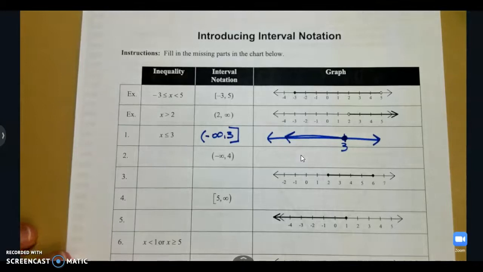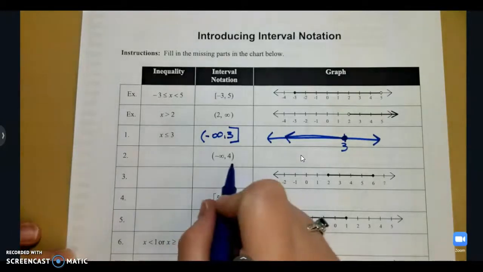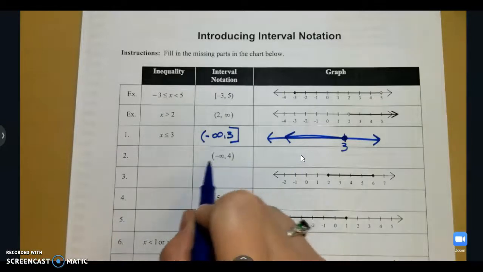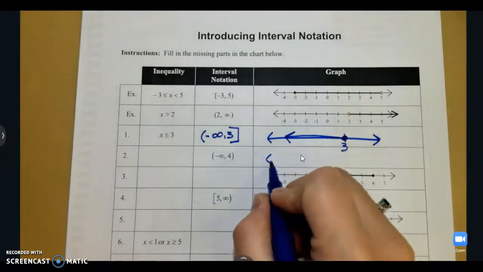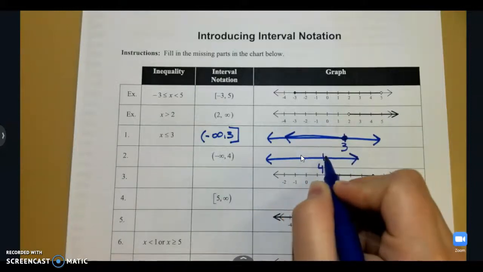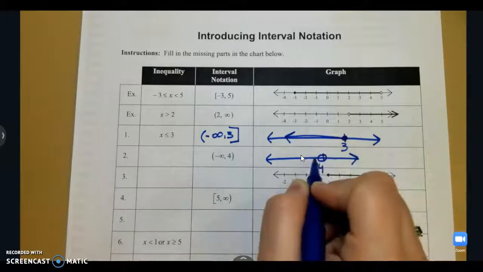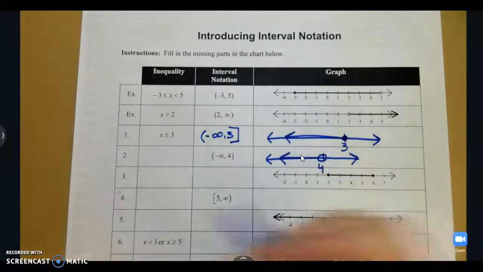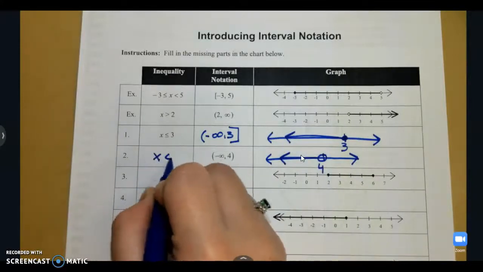Okay. Now on the second one, I'm given it in interval notation. It's from negative infinity to 4, and both are parentheses. So let's see what that looks like on a graph. Here's my 4. It's going to be an open circle. And again, it's going off to negative infinity. So in inequality notation, that would be that x is less than 4.